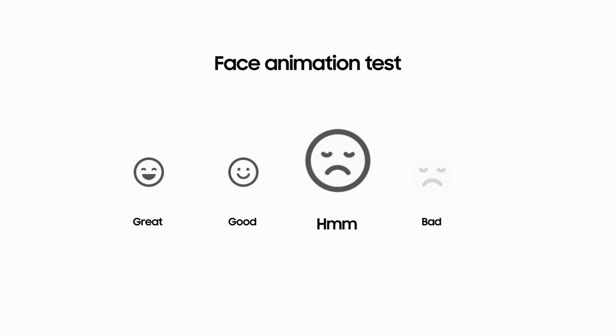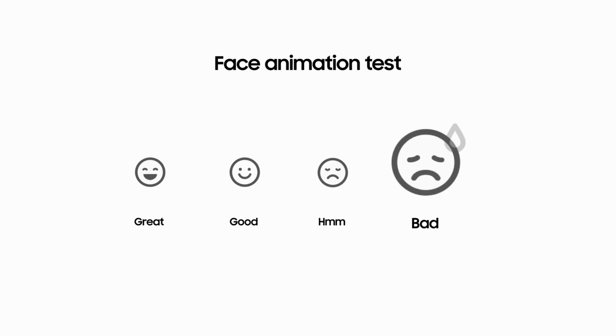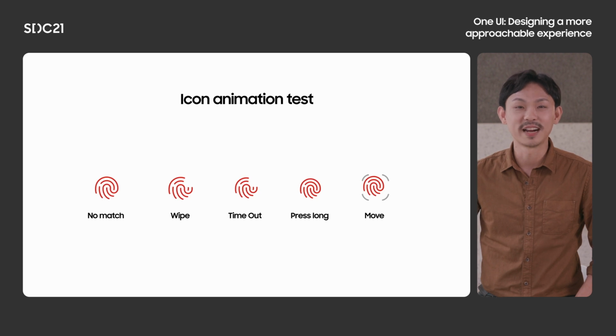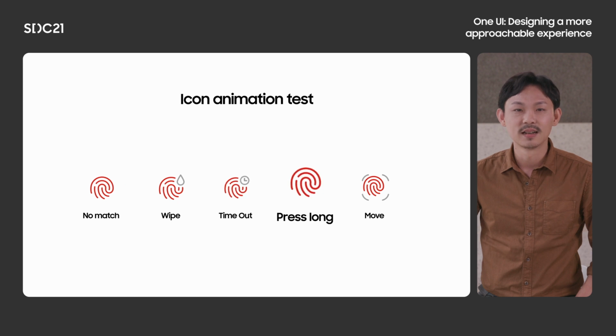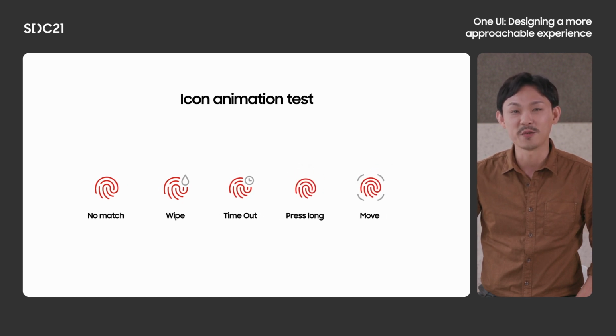We tried our best to improve even common animations like these. We also tried using icons to represent certain situations. In this example, you can see the feedback on fingerprint recognition errors. The micro-animation helps users understand errors in a friendly way.